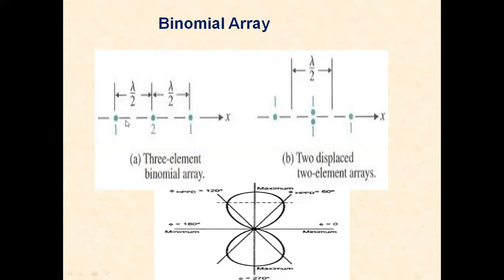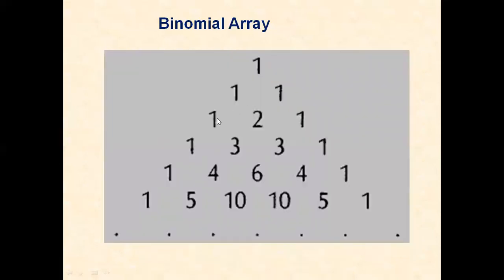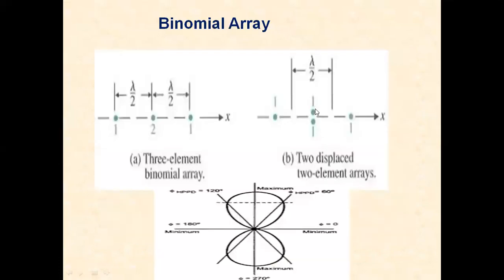If you take a 3 element binomial array, 1, 2, 3, with lambda by 2 spacing, it is just equal to the broadside array. If you take 4 elements now, as per the Pascal triangle, as we have seen, this is the arrangement of the elements: 1, 2, 1. If we take 4 elements, 1 element, 2 elements, 1 element, the spacing between them is lambda by 2.